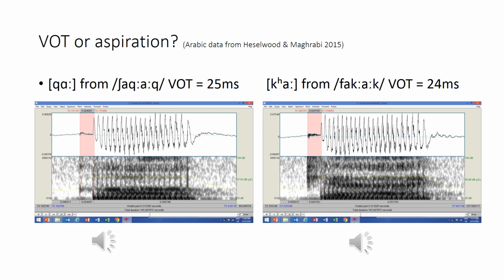On this slide we have the Arabic qaf on the left and kaf on the right. Both have VOTs of plus 25, 24 milliseconds, but again there is greater aspiration noise during the VOT interval for kaf. I'll just play these to you.